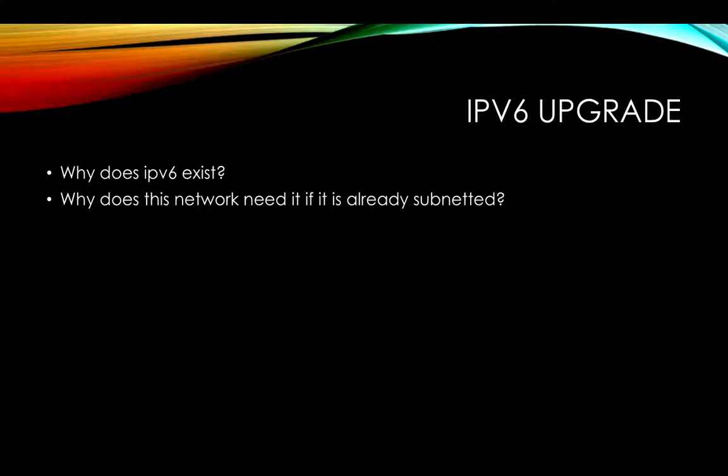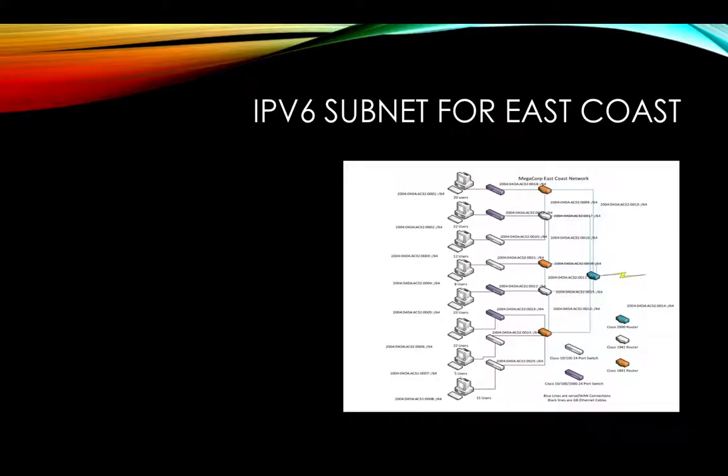So why do we need this if it's already subnetted and working fine? Well, if we want a 25% increase in each of our subnets, we can't do that with IPv4. But we can do that with IPv6 because there is such an astronomical number of IP addresses per IPv6 subnet. It allows for much more than 25% growth, actually.